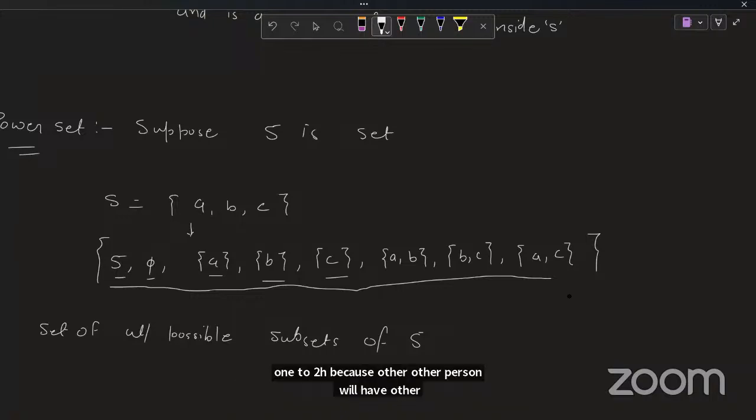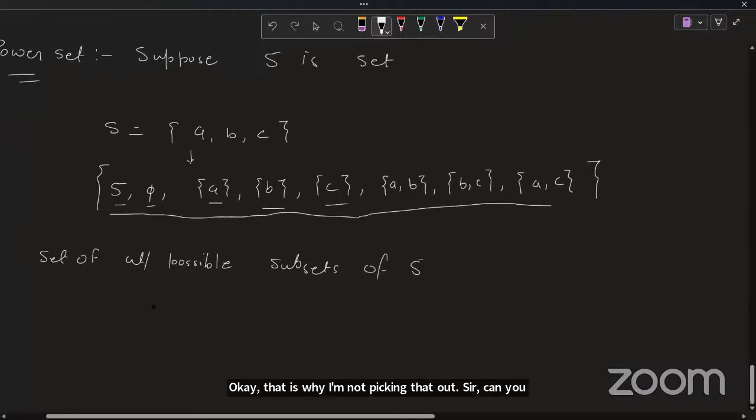Okay, that is why I'm not taking that out. Sir, can you give another example of power set? No, we will give now. We have lots of examples.